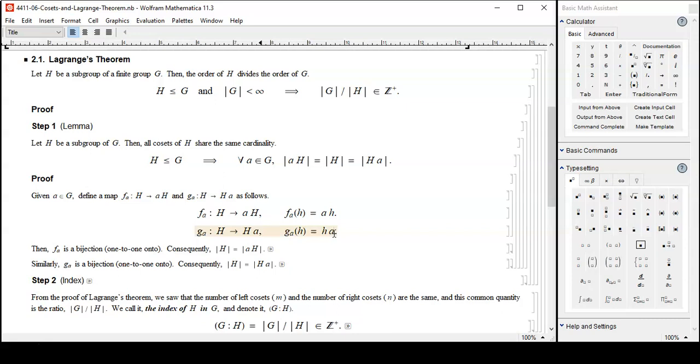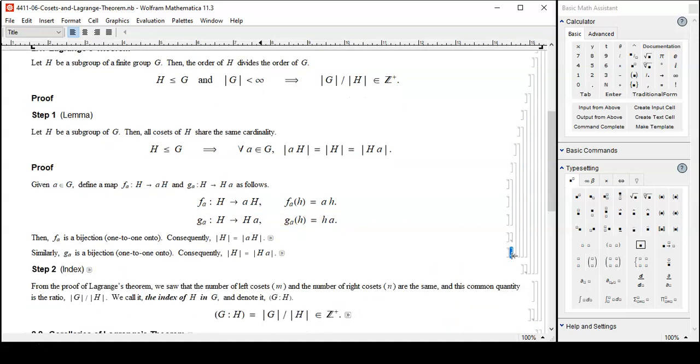As for the right coset, I'll leave that to you. Exactly the same technique, but you have to apply that to your right. By the way, I do have the proof here.